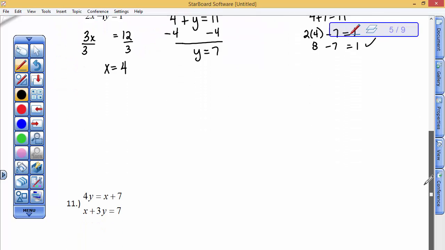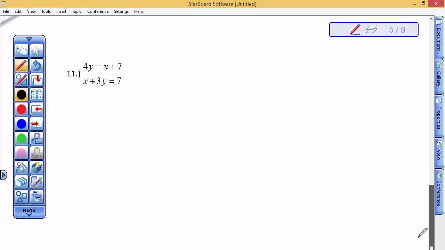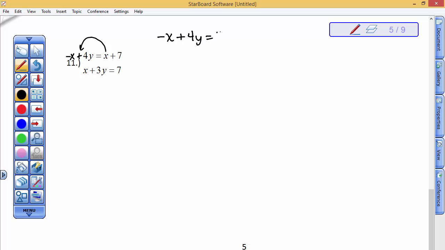Okay, so this problem right here is not in standard form. So you see this x that's on the right-hand side? I'm going to transpose it and move it over to the left side and make it a negative x next to this 4y. So I've moved it. So I have now a negative x plus 4y equals 7 and a positive x plus 3y equals 7.